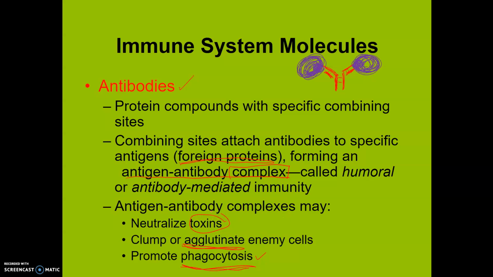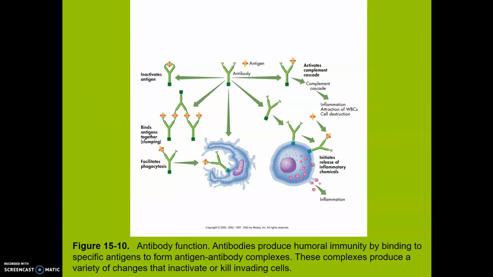neutralize toxins. So in addition to living things in our body, there are things like toxins from the environment that can get in our body that, once we have immunization against them, like tetanus, let's say, those toxins can be deactivated through the antibody antigen complex formation.